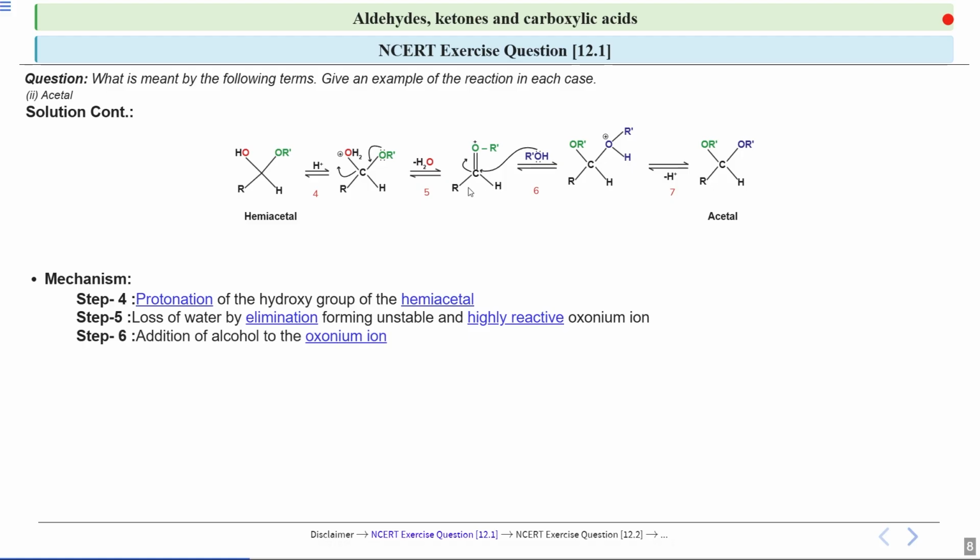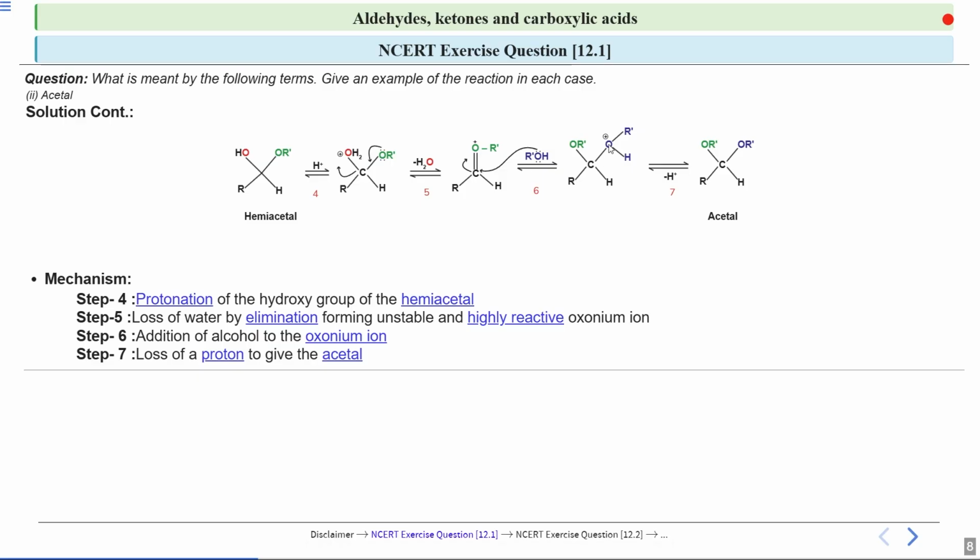In the next step, an alcohol molecule adds to the oxonium ion. This addition is key to forming the acetal structure. The alcohol attacks the positively charged carbonyl carbon, which creates a new bond. And you see we get this structure. Finally, in the next step, the molecule loses a proton to form the stable acetal.